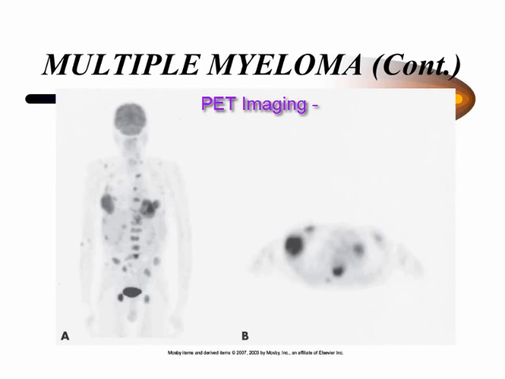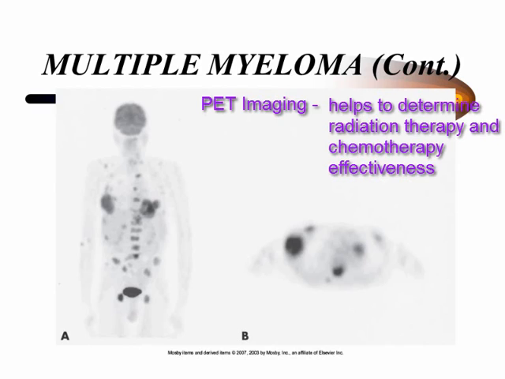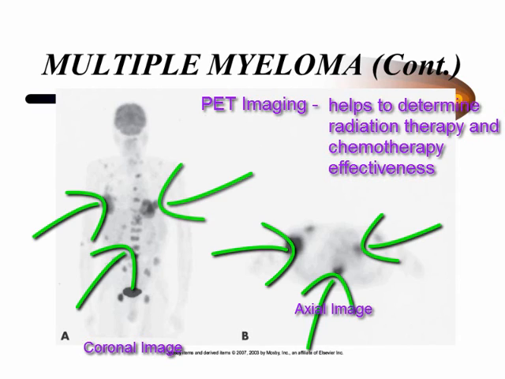PET imaging helps to determine therapy effectiveness by demonstrating active tumor metastases in multiple myeloma. The PET oncological survey findings are positive, with a pattern of extensive metabolically active tumor metastases demonstrated throughout the axial skeleton and in both lower lung fields on a coronal and transverse image.